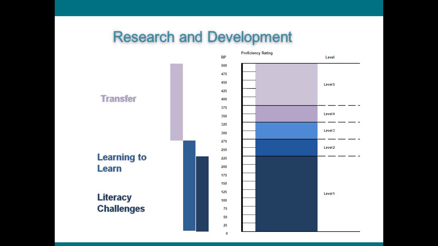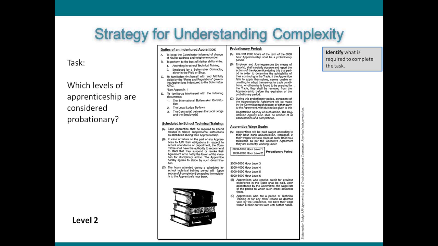So going back to this document here, which levels of apprenticeship are considered probationary, there's really some cognitive steps that are required, as we know, to solve this problem. And so the big question is, if we broke down some of these cognitive steps, would we be able to identify where the learner struggles? So going into this question, what a typical learner would have to do to solve this problem, they're going to identify what is required in this task, to complete this task.